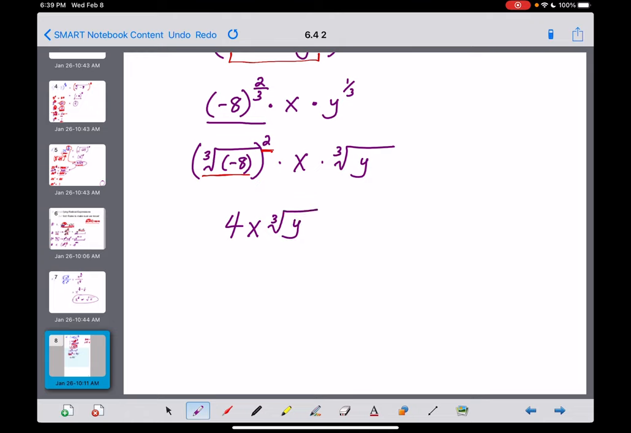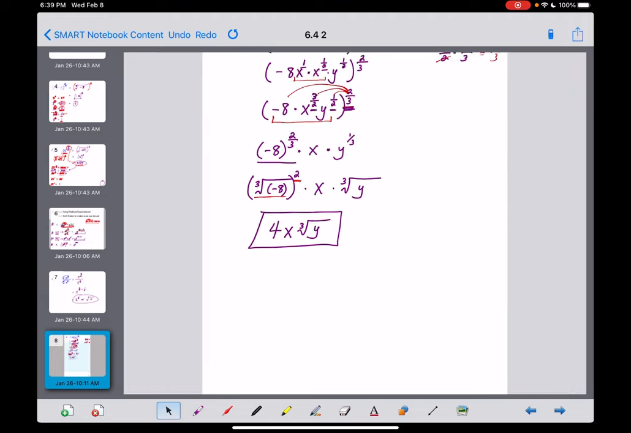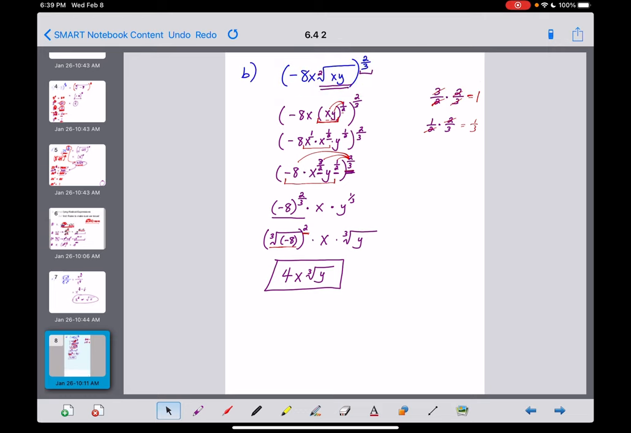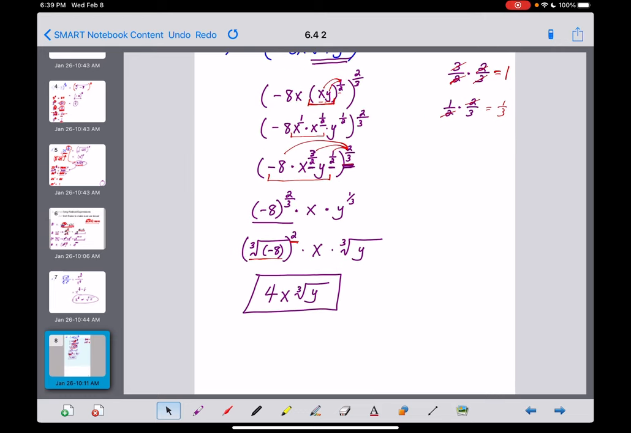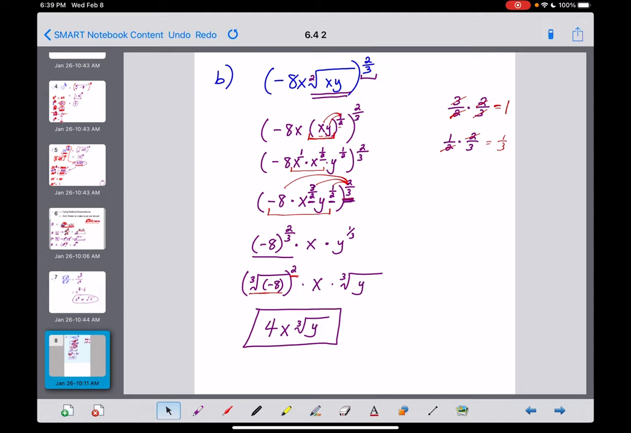There is nothing else in the world we can do to simplify that answer, so that's what we came up with here for example B. That's a tough problem. There was a lot going on in that one, and it was kind of a pain in the neck, but we got it eventually.